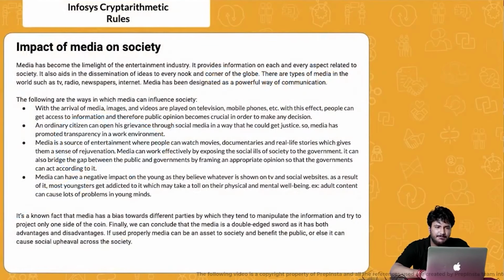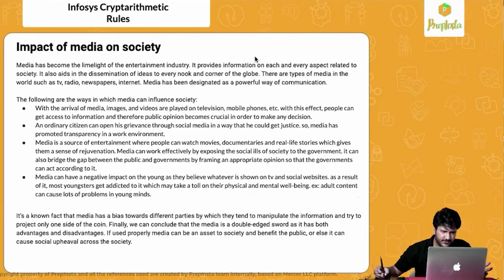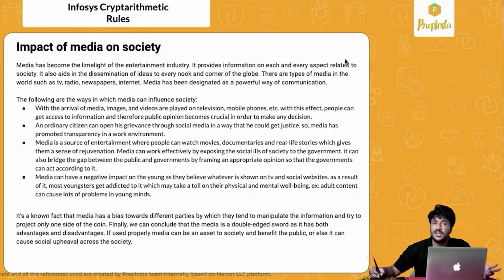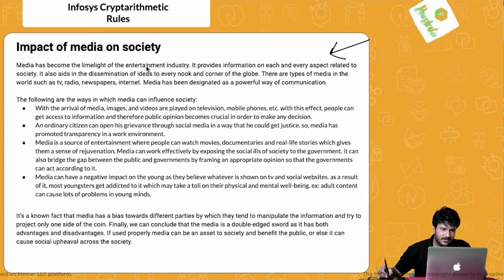So let's go to the sample essay here. This is a particular sample essay that one of the students had written. Now there are a few good things here. He's introducing the topic, that media has become the limelight of the entertainment industry. It provides information on each and every aspect. It also aids the dissemination.